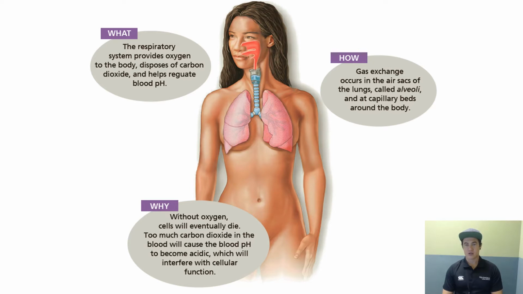Gas exchange occurs in the air sacs of our lungs, called our alveoli, and at the capillary beds around the body. So our external respiration is between the lungs and the blood, and our internal respiration is between our blood and our cells, or our body's tissues. Without oxygen, cells would eventually die. Too much carbon dioxide in the blood would cause pH to become really acidic, and this can interfere with cellular function.